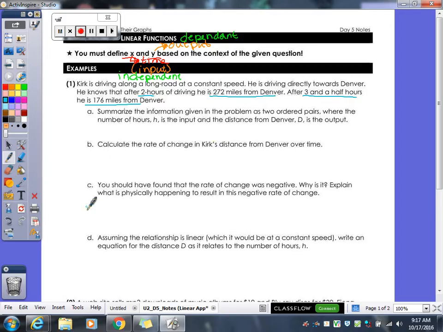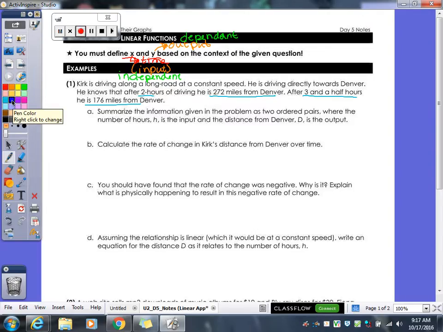That makes no sense. Makes plenty of sense. They're talking about the distance from Denver. So he first starts really far away from Denver, 272 miles. Then he drives some more, and now he's only 176 miles from Denver. I thought you meant like, oh. Okay, so that means he's getting closer and closer to Denver. I meant like further away. Yeah. No. Did you have a question, Matt?